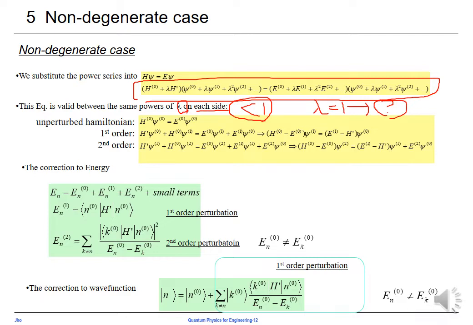And then the different orders are arranged here, the unperturbed Hamiltonian. So zeroth order, no lambda dependence. Here you compare both sides. Then you see H0 psi 0, no lambda dependence here. On the right hand side, E0 psi 0. That's the zeroth order.